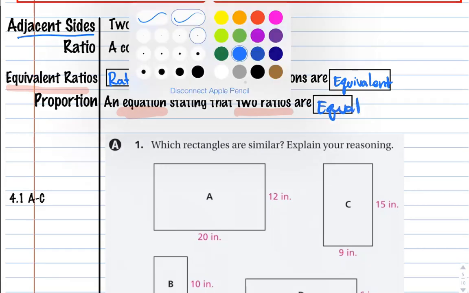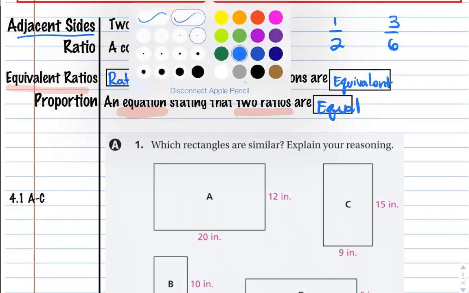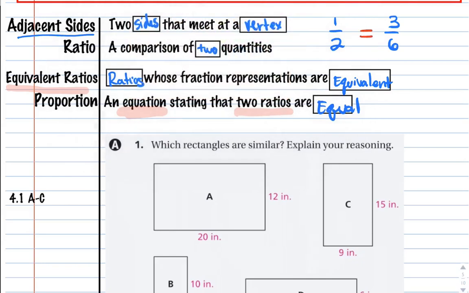Okay, now here's an example. Here are equivalent ratios: 1/2 and, I don't know, 3/6. Both of those are equivalent ratios. They represent the same thing, 1/2. Now, once I put an equal sign in between them, this is a proportion. If it doesn't have this equal sign here, it's just equivalent ratios. Once I put in this equal sign, now it's a proportion.